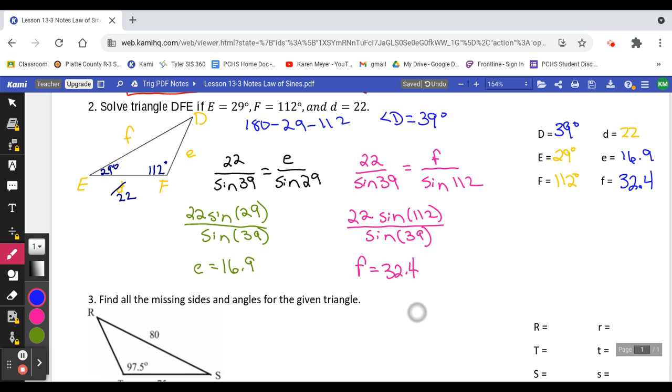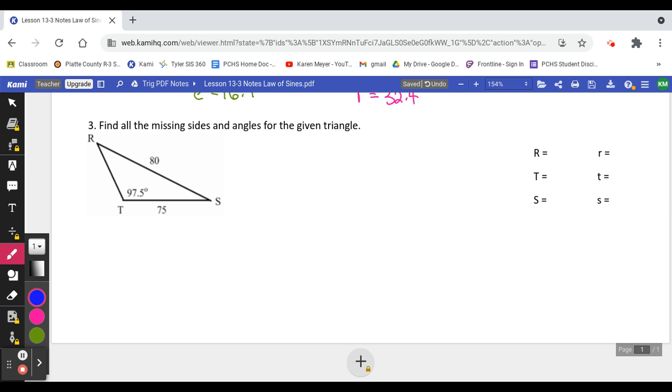Now my last example here, my given information is one angle, so 97.5 for T, and two sides. So remember, across from big T is little t, so little t is 80. And across from big R is little r, so little r is 75. And little s is across from big S. So in this problem, we know two sides and one angle.